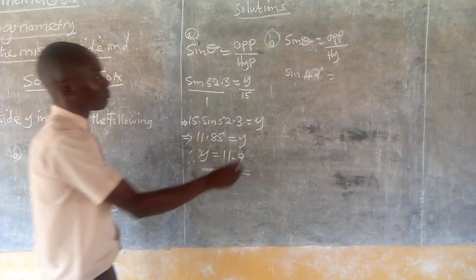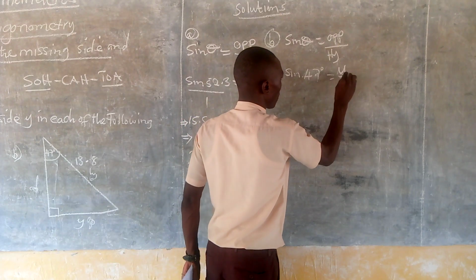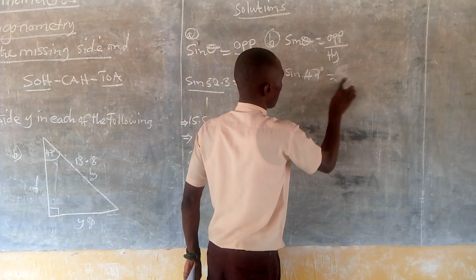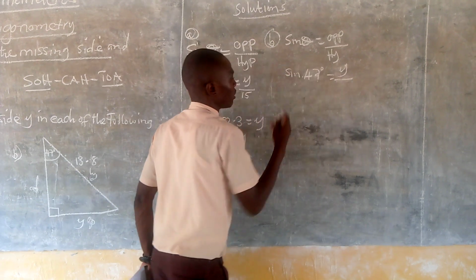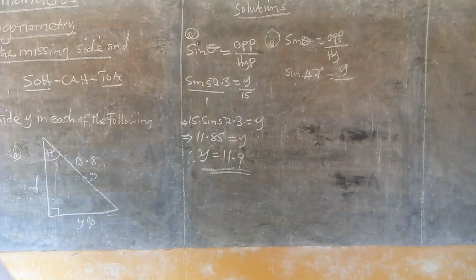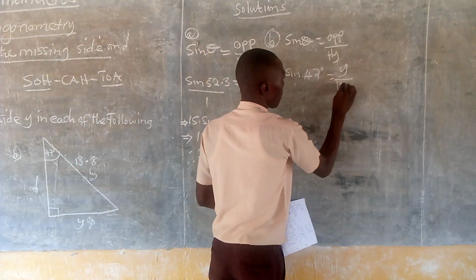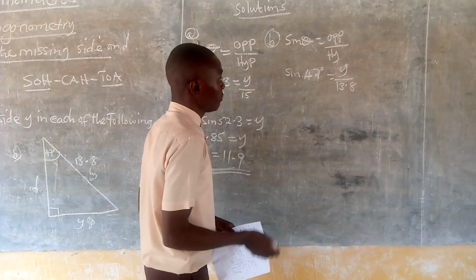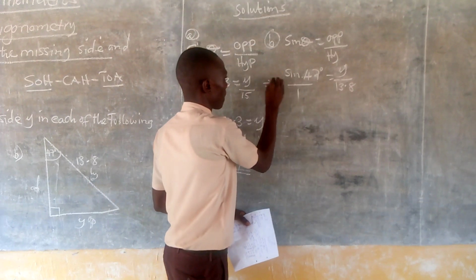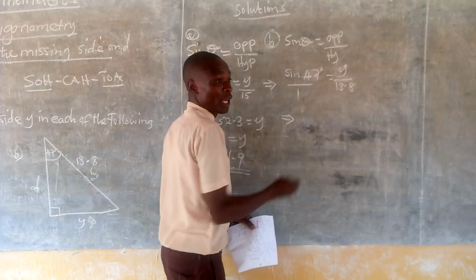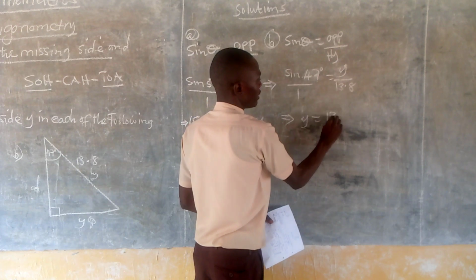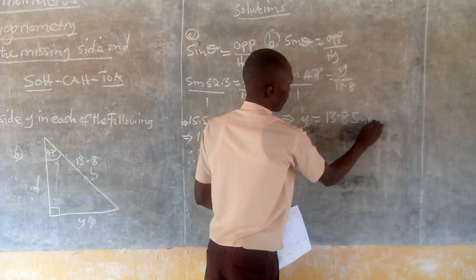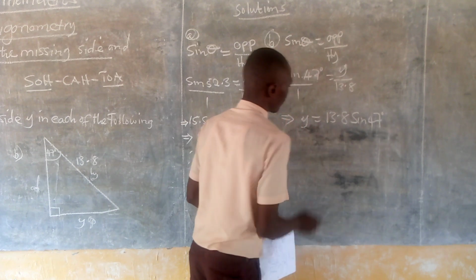What is our opposite? The y we're looking for. So y over, and what is our hypotenuse? 13.8. We do the same one: this one will be over 1. We multiply diagonally, so it will be 1 multiplied by y, y equals 13.8 sine 47 degrees. Let's punch on the calculator.